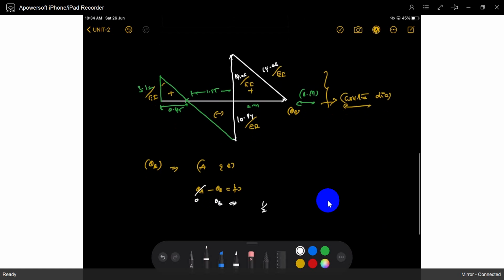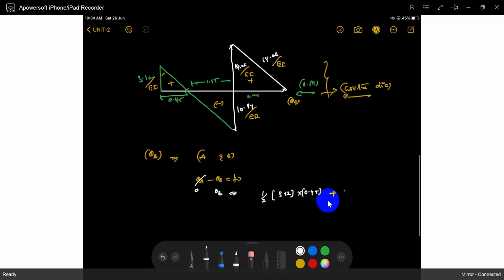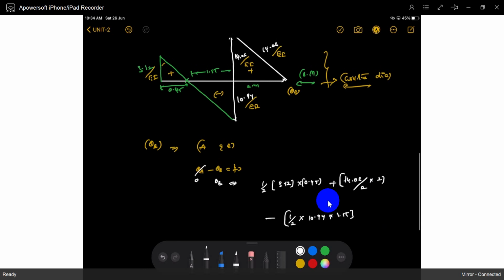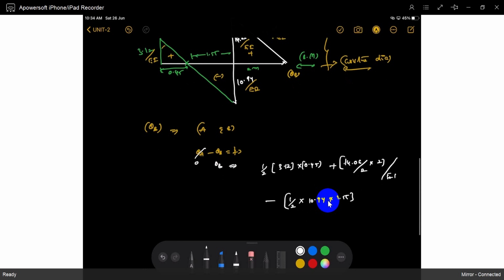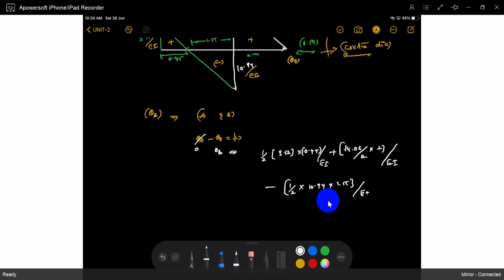So what is the area? Half into 3.12 into 0.45, that is positive. Again positive is 14.06 multiplied by 2, divided by 2, multiplied by 2, that is positive. Negative is 10.94 into 1.55, so that is negative. Then you divide by EI, and you will get theta B. That's it, just do it. The EI value is also given.